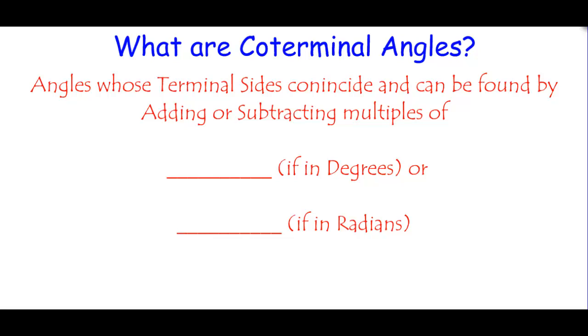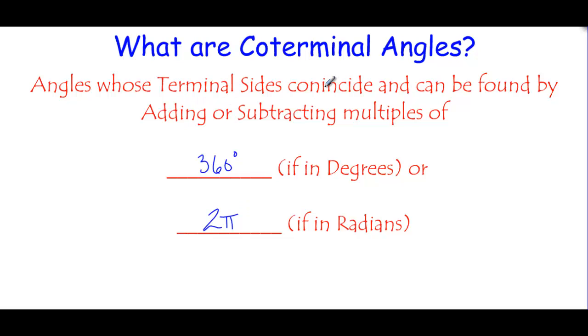The last thing I want to talk about are coterminal angles. Coterminal angles are angles whose terminal sides coincide and can be found by adding or subtracting multiples of 360 degrees, if we're in degrees. 360 is a full circle, and we should remember that a full circle is 2 pi radians, like our geometry for circumference, 2 pi r, in radians. So what does this mean?